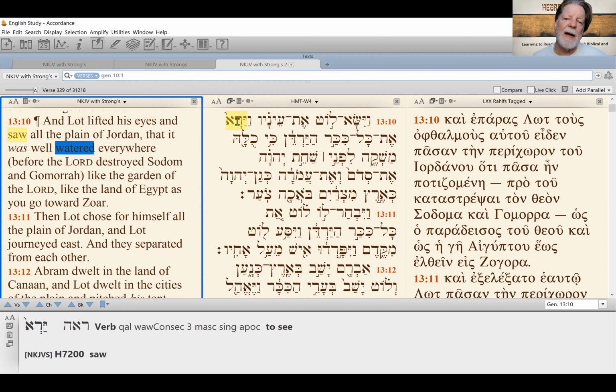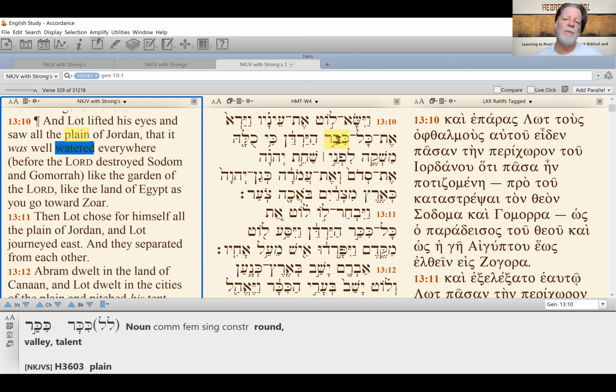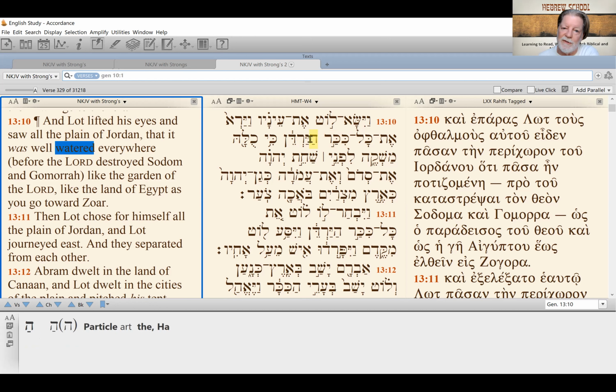Vayar. The three-letter root is ra'ah. It means to see. So he looked upon, he saw et kol kikar. Kikar is the Hebrew word for a valley. So he's looking at the Jordan River Valley, but it's also the word for a talent, which is a measure of weight. Like Lot and Abraham both have a lot of silver and gold. So if they weighed them, it would be a certain number of kikarim or kikarot, talents of gold or silver. And it's a lot of weight. A talent of gold would be worth a fortune. Not even a small fortune, a pretty large fortune.